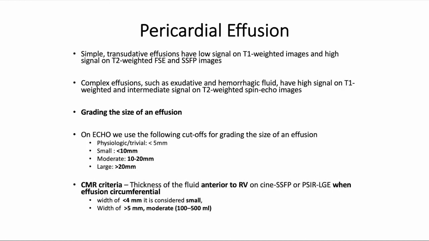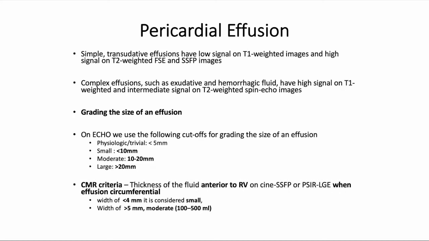You can use echo criteria to have a fair estimate of the pericardial fluid. You can call it a small pericardial effusion if the largest pocket is less than 10 mm, moderate if the pocket is between 10 to 20 mm, and large when the pocket is more than 20 mm.